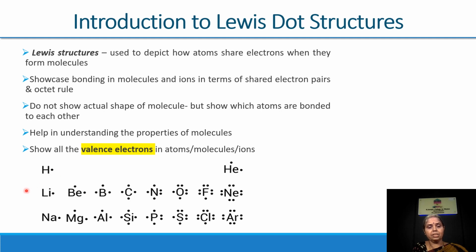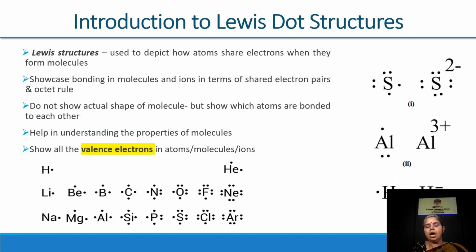Actually, lithium configuration is 1s2, 2s1. But in Lewis structures, we don't show the penultimate shell or any shell other than the valence shell. So, only valence electrons are shown. Lithium is 2s1, beryllium is 2s2, boron is 2s2, 2p1, then 2s2, 2p2, like that. This is how the elements or the atoms are shown with their valence shell electrons through the Lewis structures.